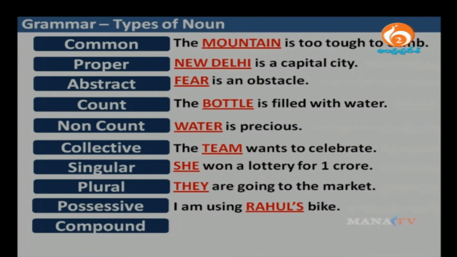Then we have compound noun. Compound noun is something when you join two independent words and that denotes a third new word. For example, the ceiling fan is not working. For example, self-confidence. Confidence is one word, self is another word. We combine it together, that becomes self-confidence. Say for example, bus stop. Bus is a different word, stop is a different word. You combine it, that becomes a third new word.